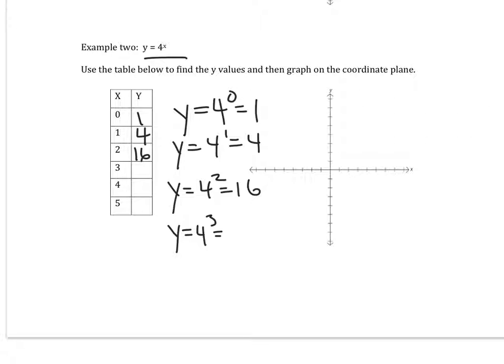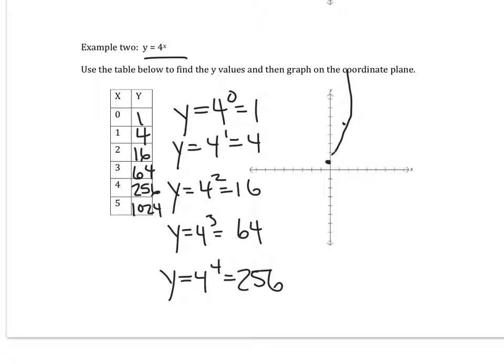4 to the third power is 4 times 4 times 4, which is 64. And then if we keep multiplying by 4, when you plug in 4 for x, you get 256. And finally, it would be 1024 for the last. So now when you plot these points, the points that you're going to have to plot are 0, 1, 1, 4, and that's really about it that you can plot on this particular coordinate plane.